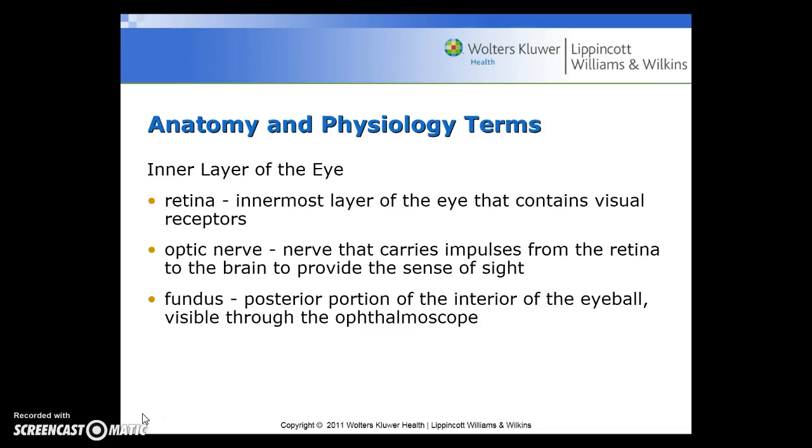The inner layer of the eye consists of the retina, the innermost layer of the eye that contains visual receptors, and the optic nerve, which is the nerve that carries impulses from the retina to the brain to provide the sense of sight. The fundus is the posterior portion of the interior of the eyeball, which is visible through the ophthalmoscope.